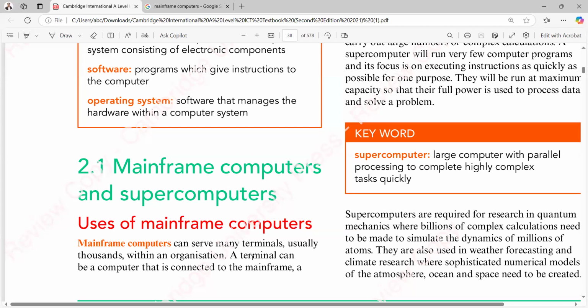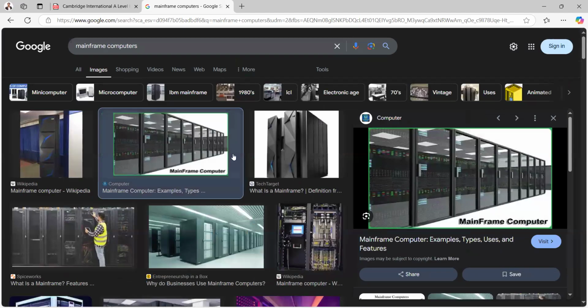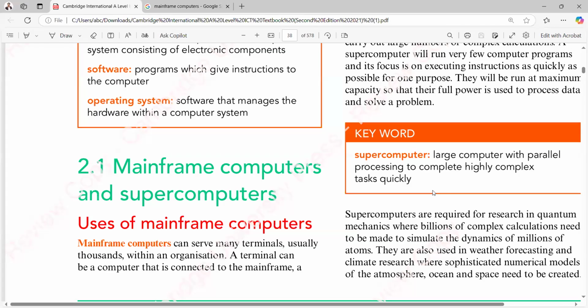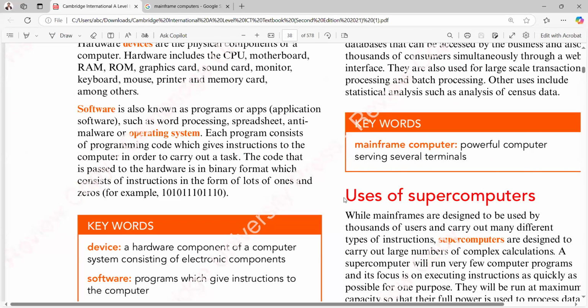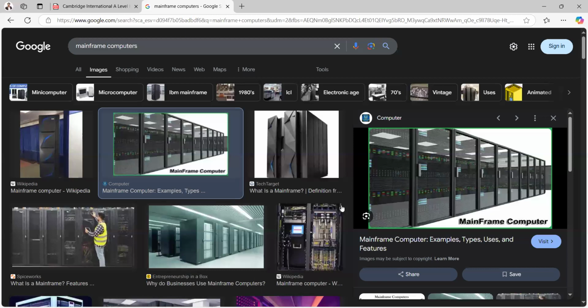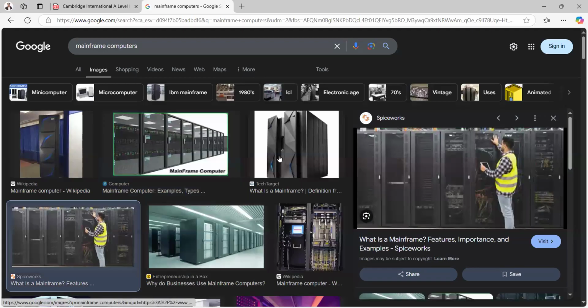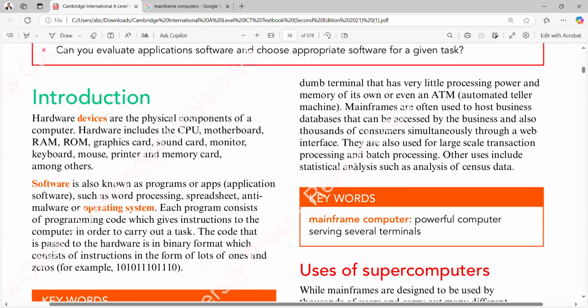So mainframe computers basically serve many terminals, usually thousands, within an organization. So this is the terminal. They basically provide more processing power. A terminal can be a computer that is connected to a mainframe computer. For example, right here, you can see this is terminal one, this is terminal two. You might have seen these in movies and films as well. This is the place where organizations process their data.